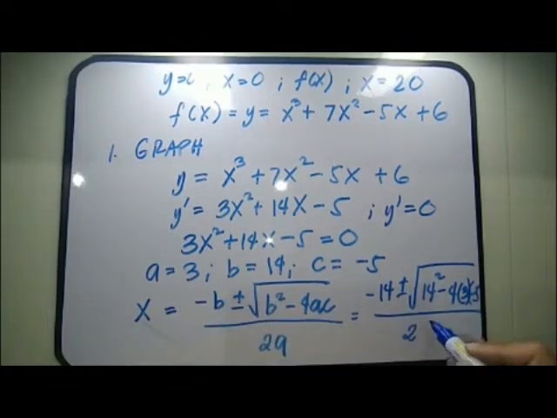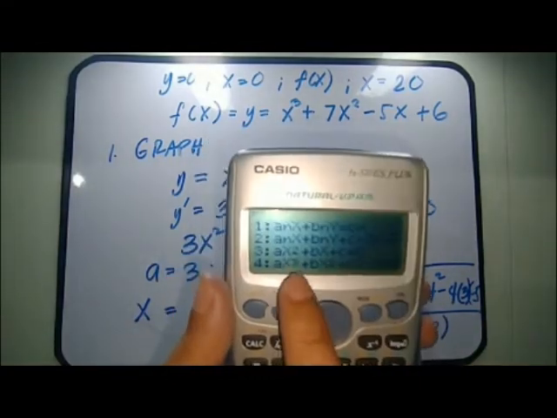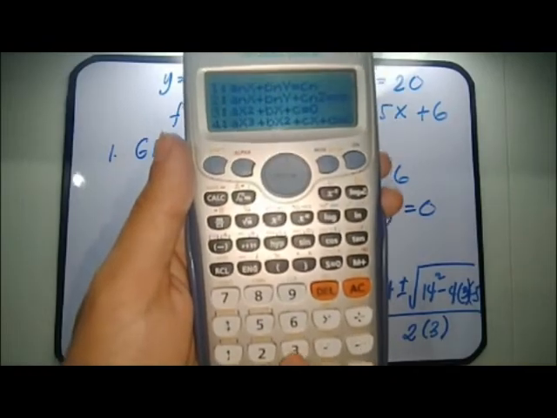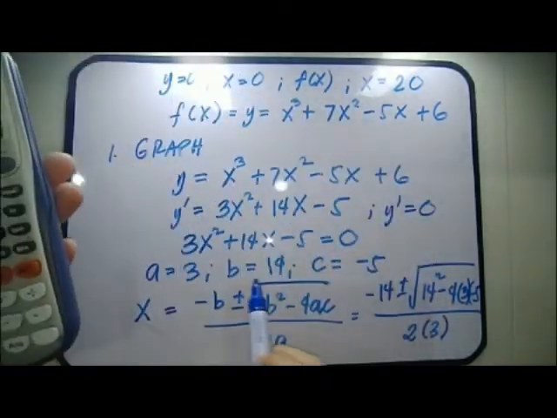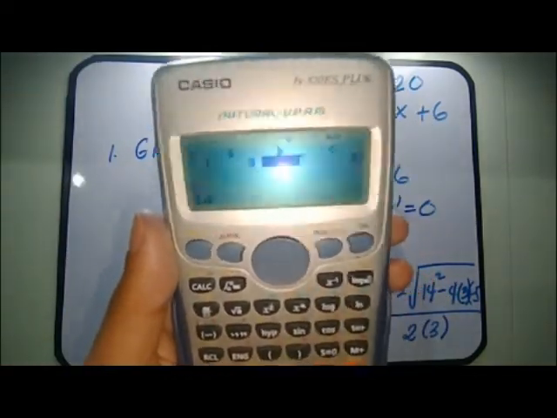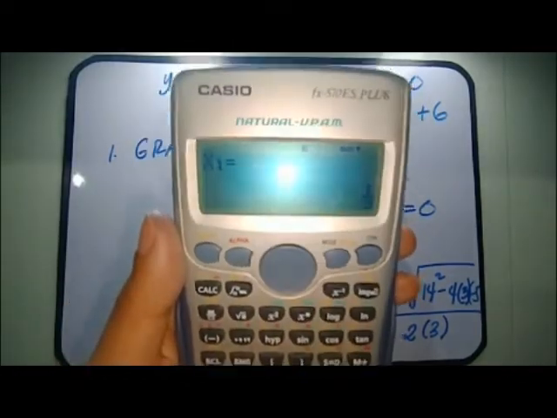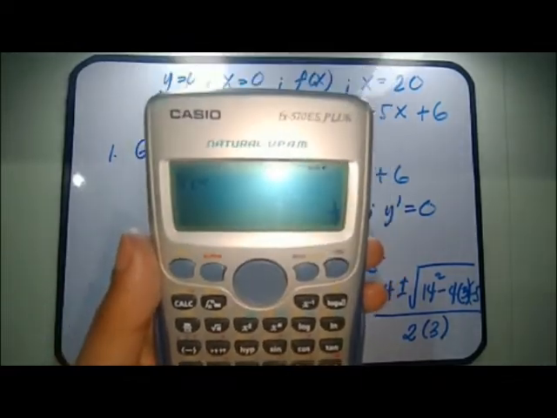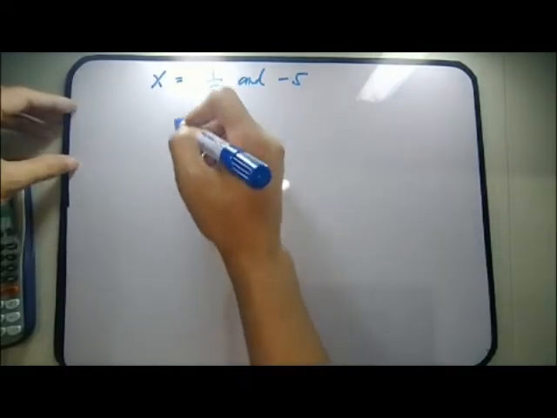Now just simplify this, or you can use your mode equation. So mode equation, that is 5, and you have here quadratic, that is 3. Then we input the values. So for the coefficient of the variable, we have here 3, 14, and negative 5. So equals, you have here the first root, which is 1/3. That is x sub 1 is 1/3 and x sub 2 is negative 5. So we have two critical points.